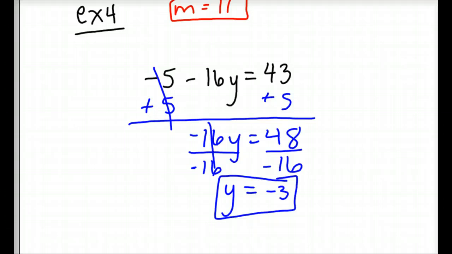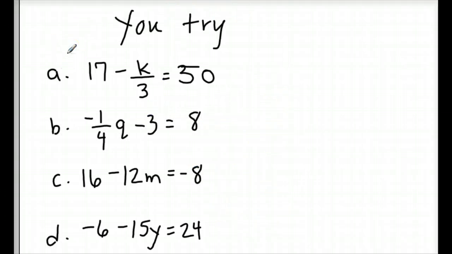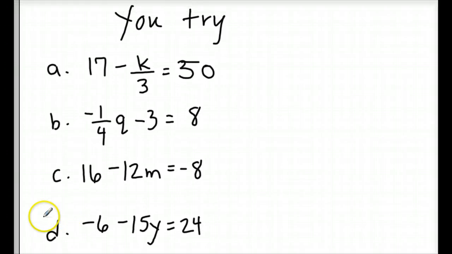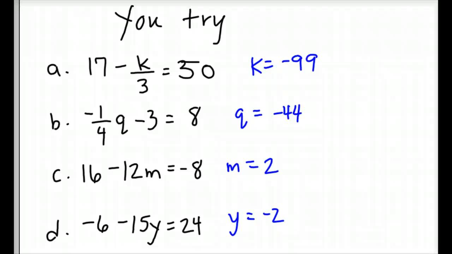Okay, so now it's time for the U-try. A, B, C, and D. A is like example 1, B is like example 2, C is like example 3, and D is like example 4. So you try, and pause here and see if you get the answers correct. All right, and there are the answers to the U-try. A is negative 99, B is negative 44, C, m equals 2, and D, y equals negative 2.